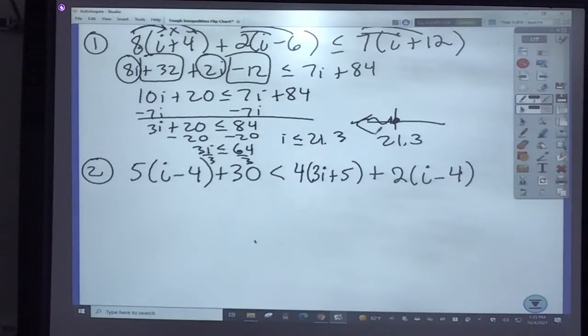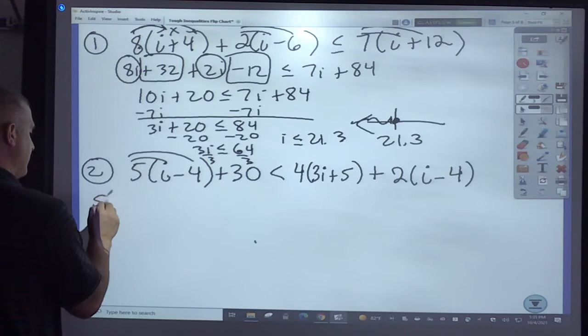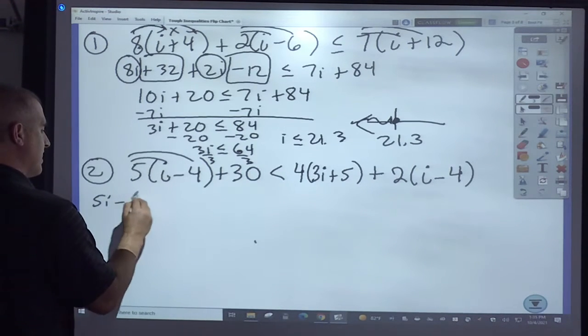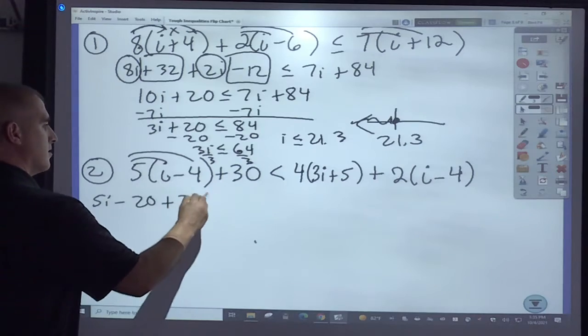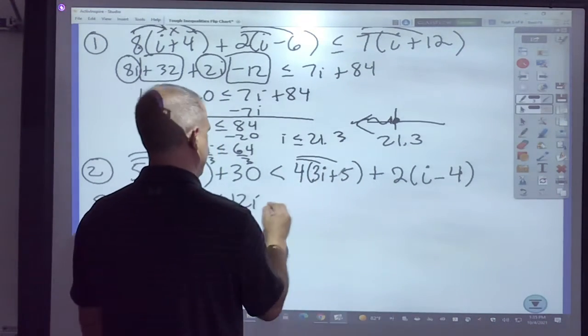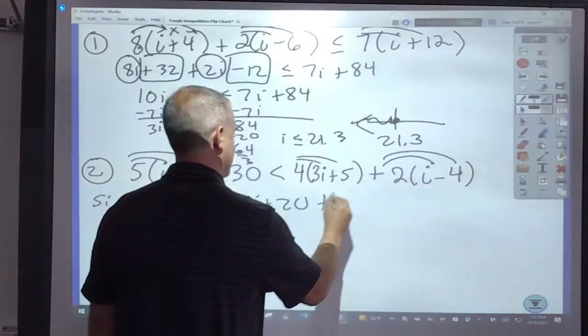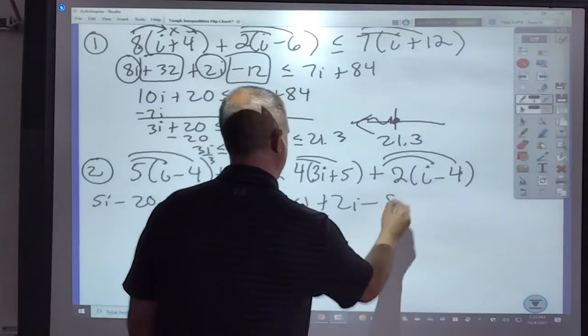Okay? I want to distribute. Okay, 5 times i is 5i. 5 times negative 4 is negative 20. Okay, then I want to go 4 times 3i, which is 12i. 4 times 5, which is 20. Take 2 and multiply it. 2 times i is 2i. 2 times negative 4 is negative 8.